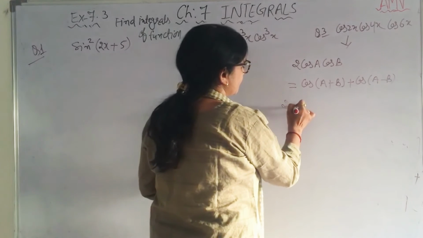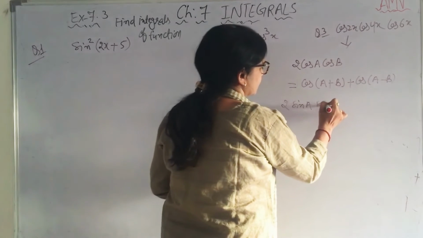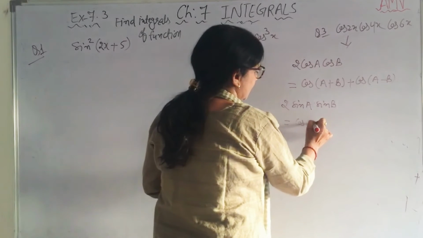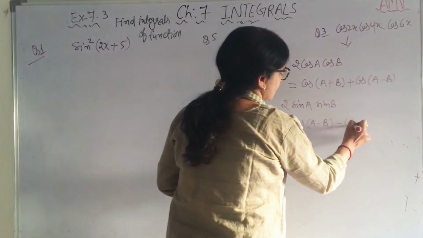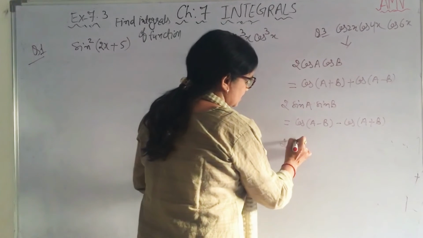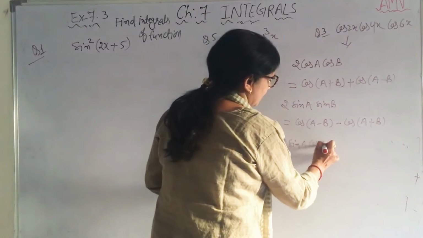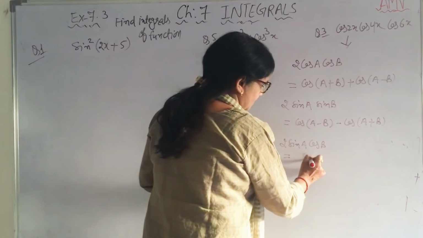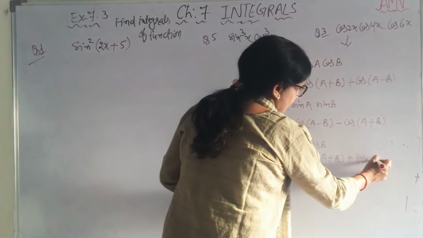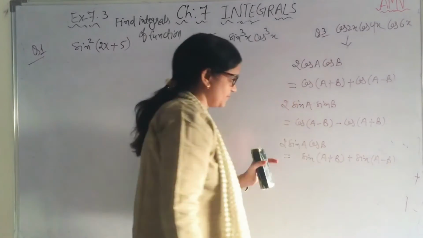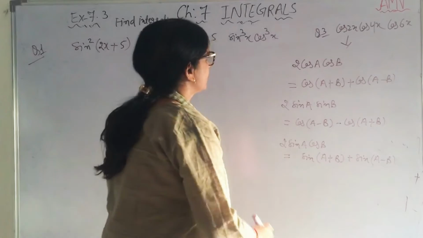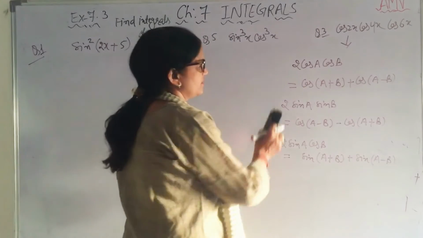Next is 2 sin A sin B. It is cos(A minus B) minus cos(A plus B). One more, 2 sin A cos B, is sin(A plus B) plus sin(A minus B). And if it is 2 cos A sin B, then here it is a minus. Note down these identities in your notebook.